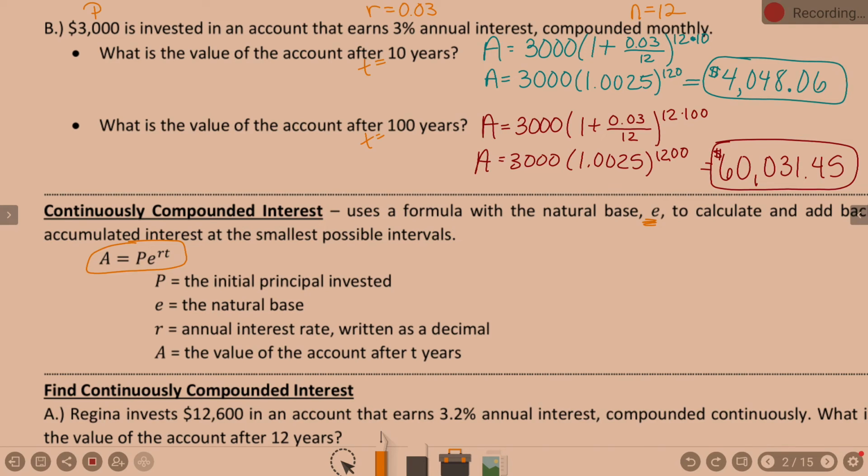P is your what? What was P last time? The initial principal invested. It's your principal value, the initial money invested. e is a number, and we're going to talk about that in a moment when we get to the calculator. It's called the natural number or natural base. r is still your interest rate, written as a decimal. A is still the value of the account after t years. Okay, so let's set up example A, and then we'll talk about how to use the calculator.